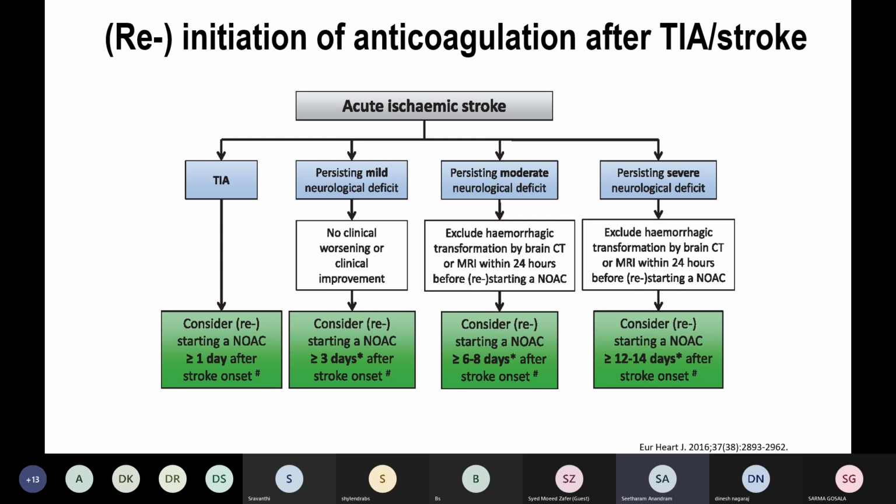If there is a moderate neurological impairment, it's better to exclude a hemorrhagic transformation before starting a NOAC, and the recommended duration is 6 to 8 days. And if there's a severe neurological deficit, the recommended time to start a NOAC is 2 weeks after the onset of the stroke.